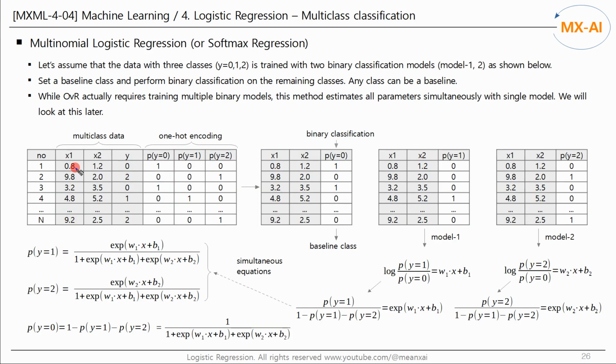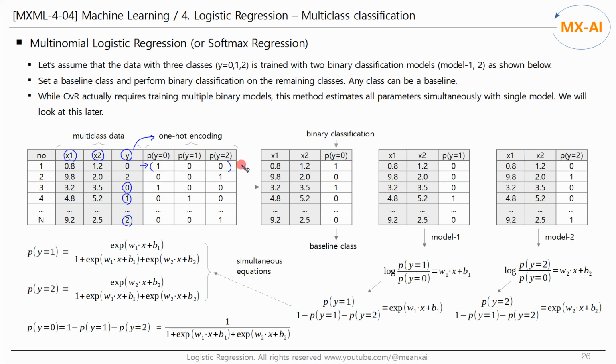Let's take a look again at the data used in the previous video. The data has two features x1 and x2, and one target class y. The target y consists of 0, 1, and 2. One hot encode y for multiclass classification. This would then be encoded as follows.